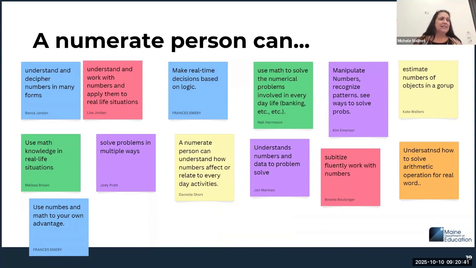Subitize fluently, work with numbers, understand how to solve arithmetic operations for the real world, estimate the number of objects in a group, make real-time decisions based on logic. I think that is our first statement that was focusing not so much on numbers, but on other things, the use of logical thinking and problem solving here.